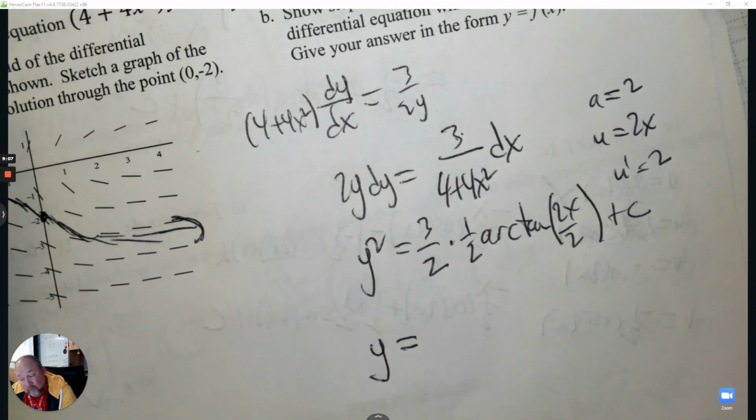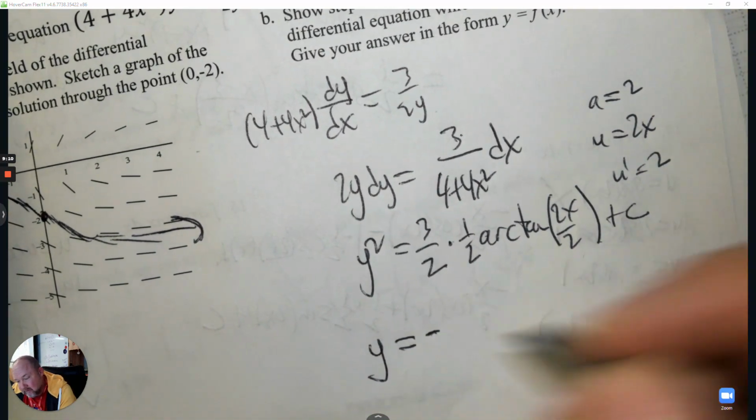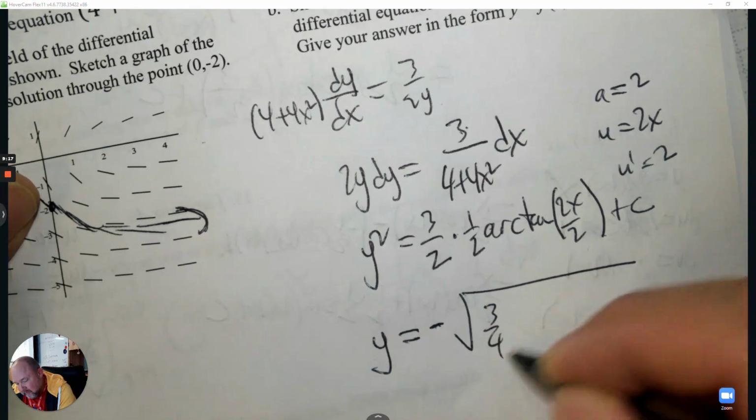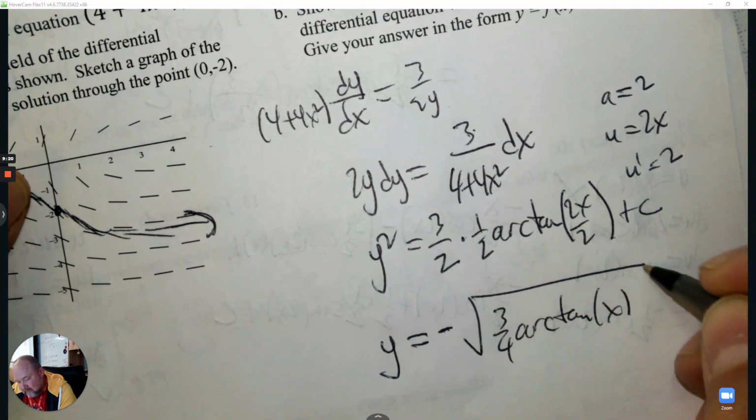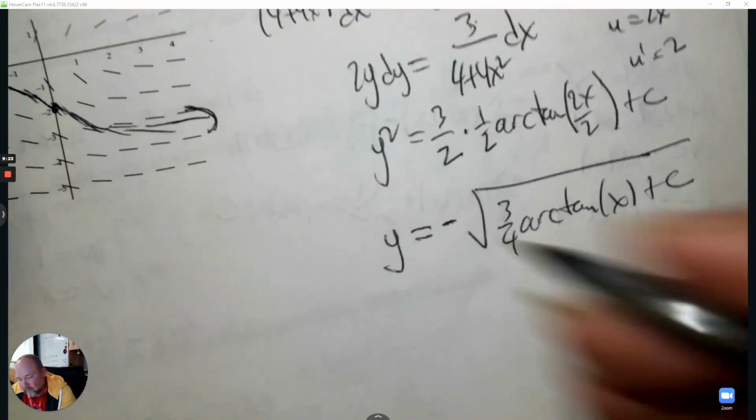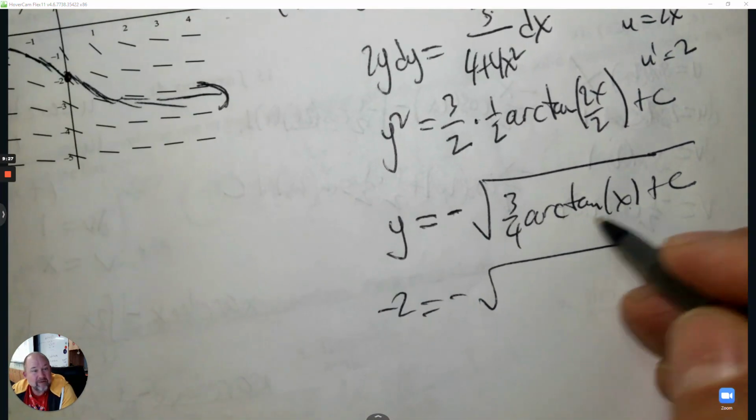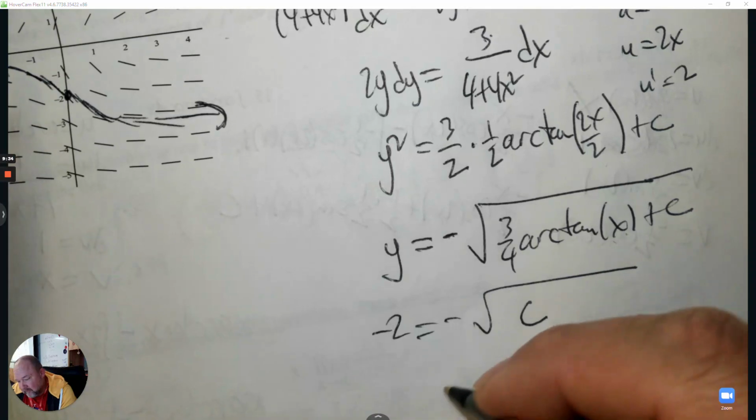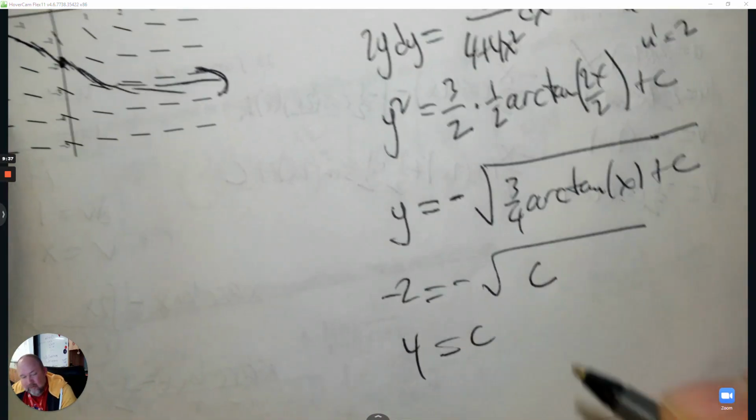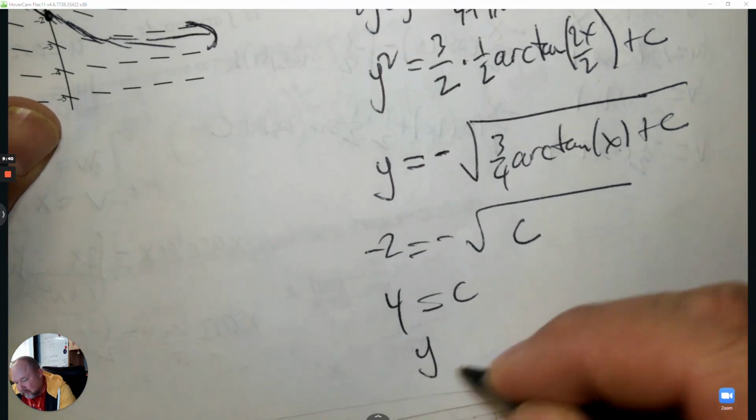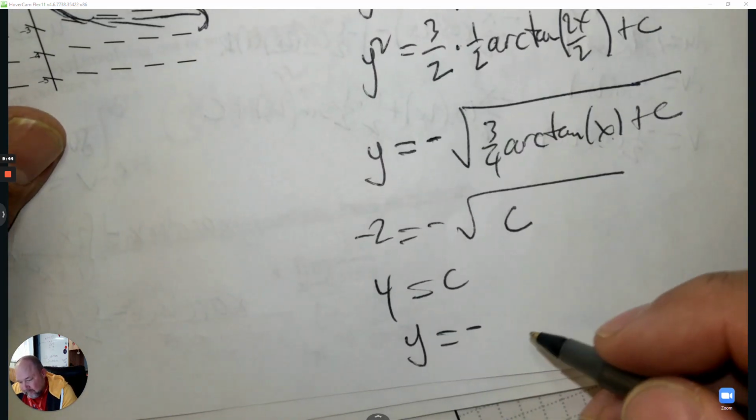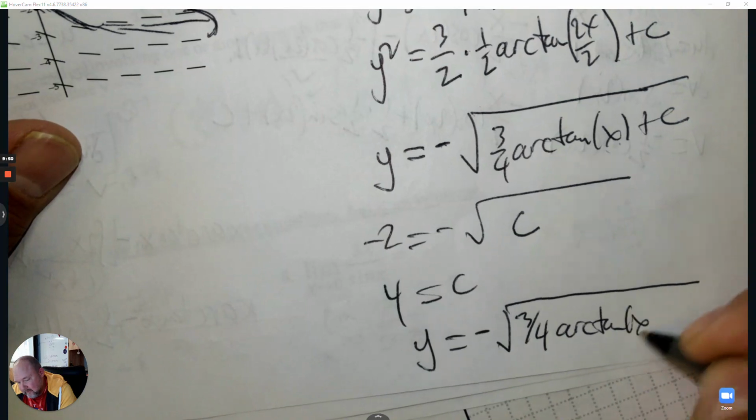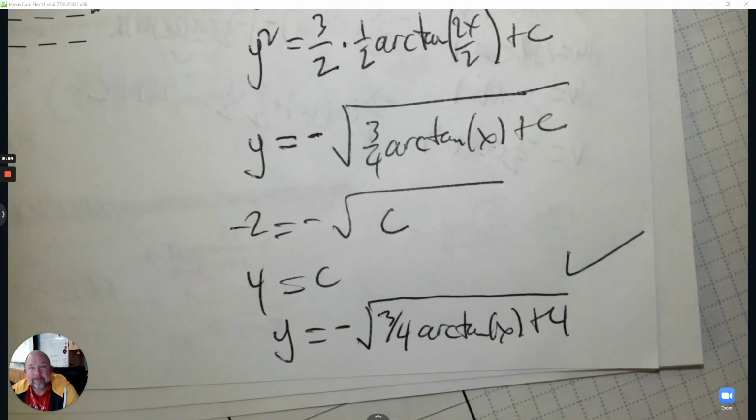So then to get y by itself, you square root. Now it's going to be negative, because the y coordinate's negative, this is 3/4 arctan x plus C. Then we're going to plug in the point (0, −2). So this is negative 2. Plug in 0. Arctan 0 is 0. So this is all 0. So if I solve this and square it, C is equal to 4, so it matches. So then our answer is y equals negative square root of (3/4 arctan x plus 4). And you solved it.